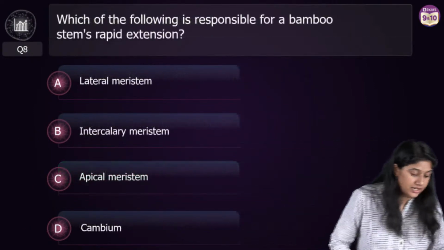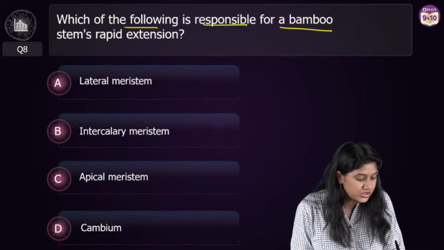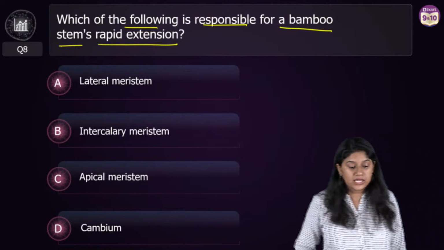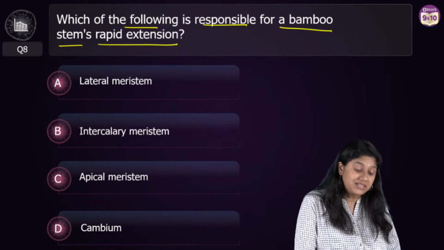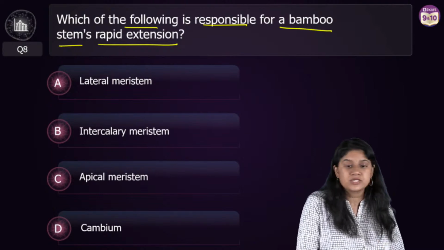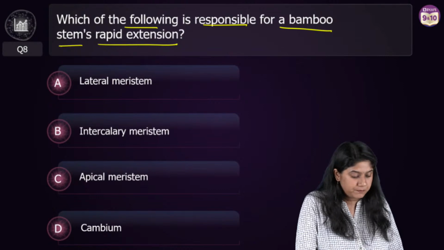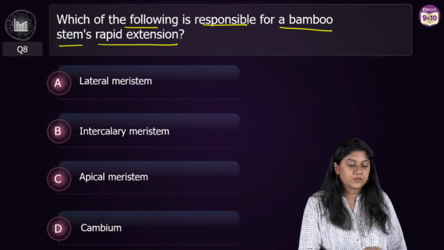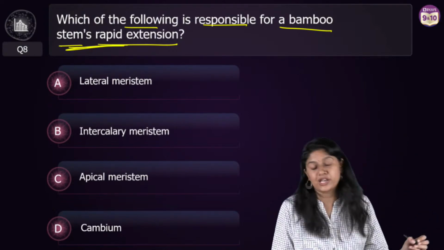Question number 8, everyone. Question number 8 on your screen. Quickly, children. Which of the following is responsible for the bamboo stem's rapid extinction? Please do ask your doubts. After question number 10, everyone, I'll stop for some time and I'll take your doubts. We have the polls running, everyone. Please pick the correct answer. Which of the following is responsible for the bamboo stem's rapid extinction?